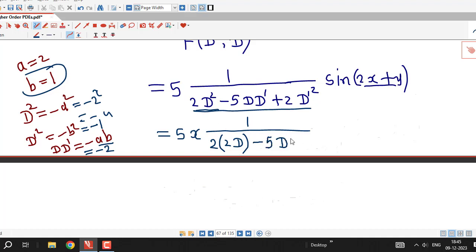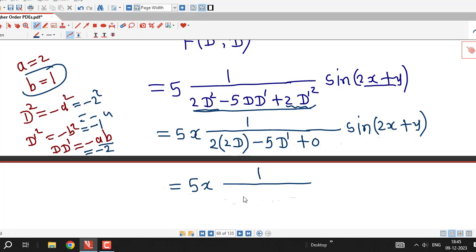Then minus 5 into d dash as it is, partial derivative of d is 1, and plus partial derivative of 2d dash square with respect to d, that is 0, because there is no d here, and while differentiating with respect to d, we will consider d dash as constant. So now, let me rewrite properly, this is 1 divided by 2 into 2d, that is 4d minus 5d dash. This I have to operate on sine of 2x plus y.